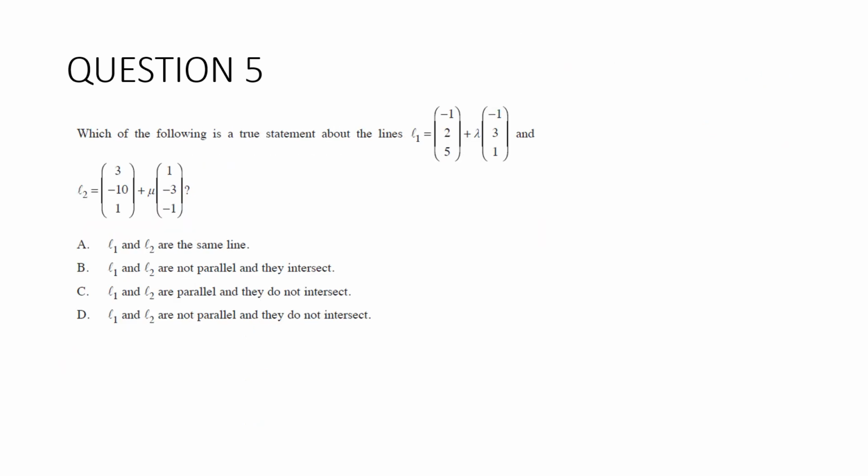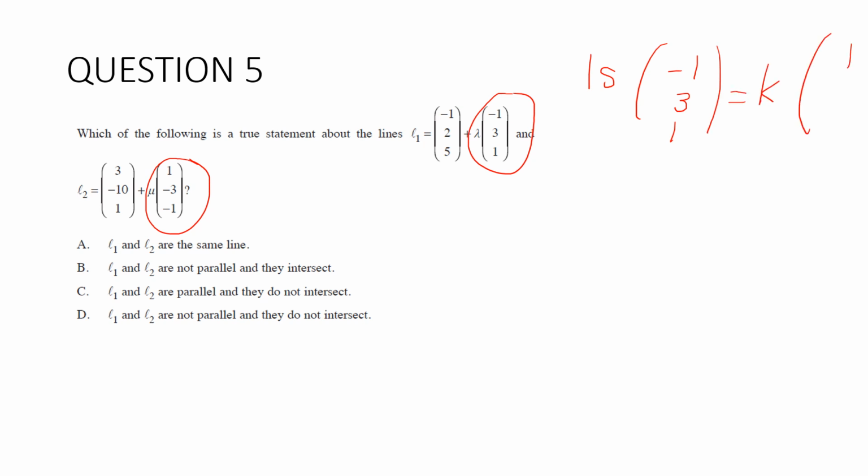Question 5. Which of the following is a true statement about the lines L1 and L2? And basically it's asking about parallel, not parallel, same line, do intersect, don't intersect. Let's start with parallel. Are these lines parallel? So we're going to look at these direction vectors and we're going to ask, is (-1, 3, 1) a scalar multiple of (1, -3, -1)? And the answer is yes, if k is equal to -1. So the lines are parallel. So we can knock out B and D.